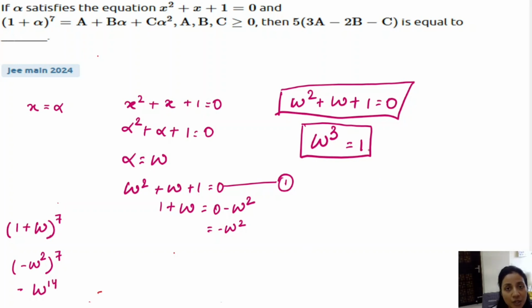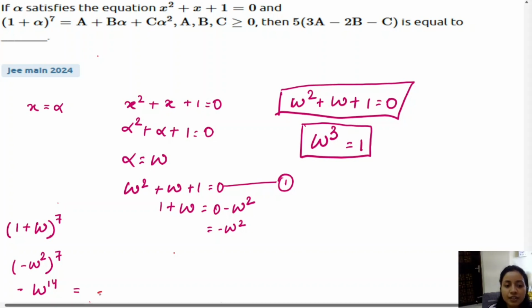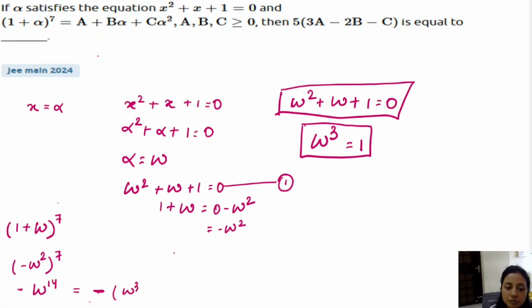Now the other formula we'll be using from the same cube root of unity: omega cube value we know is 1. So let's simplify this exponent 14 by using omega cube. We can write minus omega to the power 14 as omega cube, and we'll try adjusting the power as much as possible. That means 3 four times, 12, we can take. 5 times, 15, we cannot take because we have just exponent 14. Okay, so we have adjusted the exponent 3 four times, 12, and 2 more will be there like this, right?